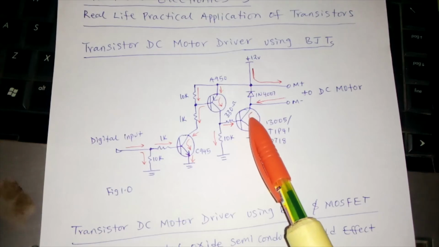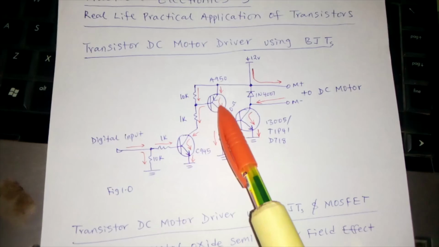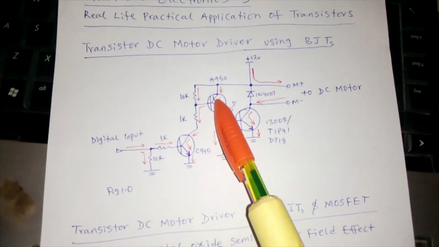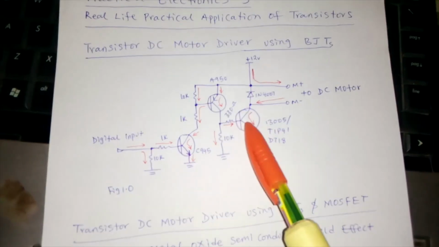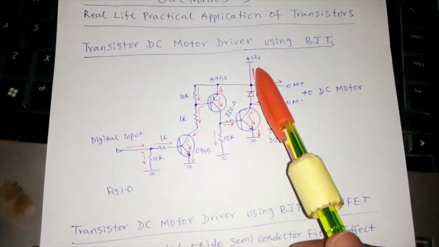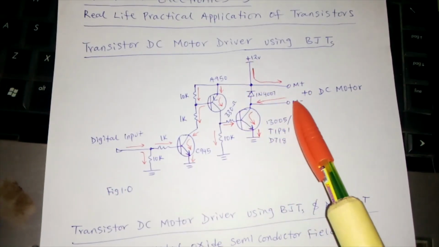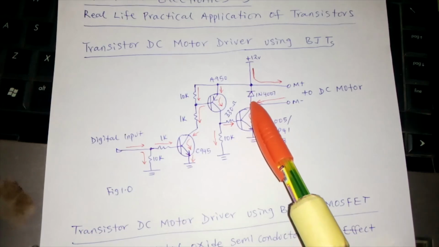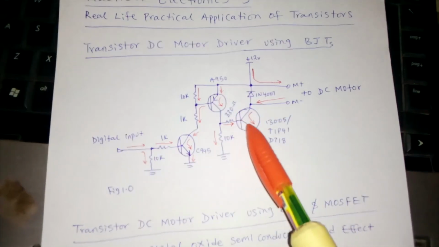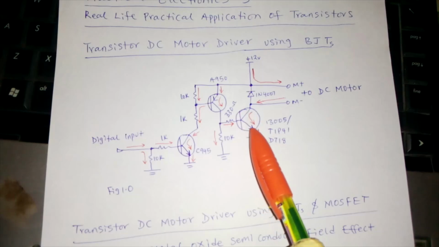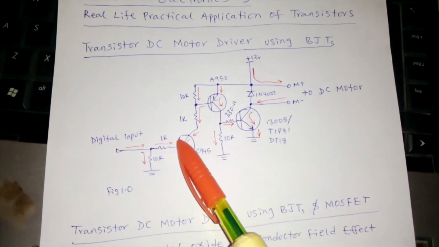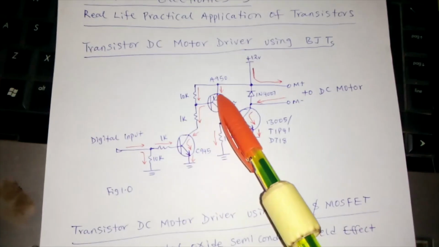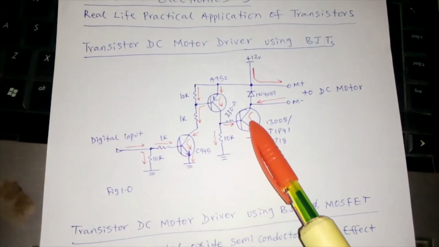Now look at this transistor. This is operating in current sinking mode. This and this, they are sinking, while this one is sourcing. You understand? This one is sourcing current, while these two are sinking. So current flows this way to your DC motor and then comes out through to this point. This transistor is acting as a switch. You understand? Now, if this transistor is off, this one is also going to be off. This one is also going to be off.